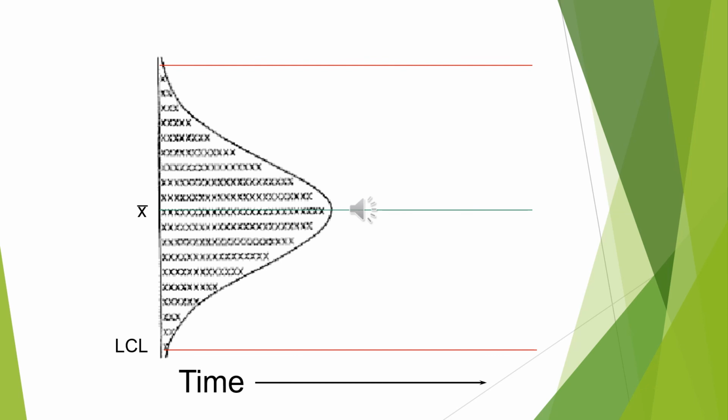Okay, I'm going to go out 3 standard deviations. Going up, that's my upper control limit. Go down, that's my lower control limit. And that's plus or minus 3 standard deviations from the average. Again, the average weight of the apples.